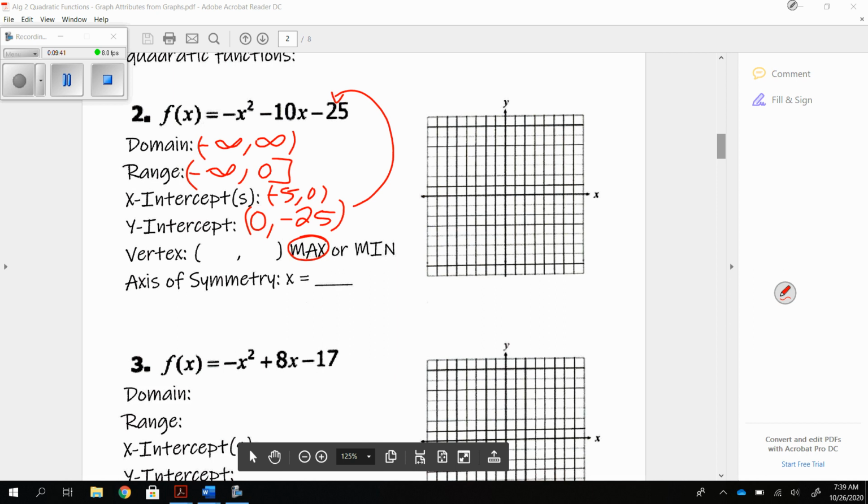Okay, and my vertex is also -5, 0. So that's where it's symmetrical, and my axis of symmetry is -5. Again, I found all this through tracing the graph on the calculator. So hopefully you're able to get the calculator and you can do this as well. But later in the week, we're going to be able to solve this and figure it out without the calculator.